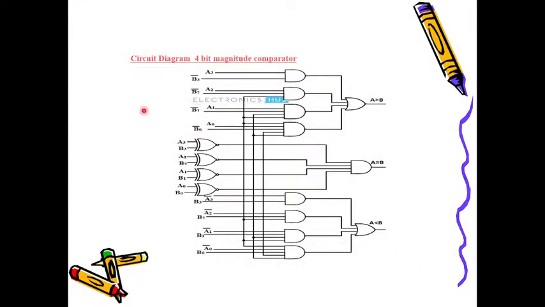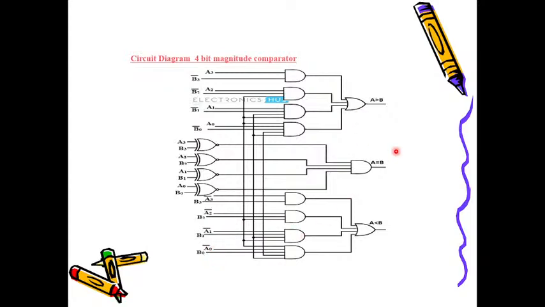So this is the final logic diagram. From the expression, straight away draw. For equality again, since it is 4 bits, you will have 4 XNOR gates. And from the expressions of A greater than B, all the B inputs should be complemented. If A is less than B, all the A inputs should be complemented. That is what simple, actually speaking, if you understand.